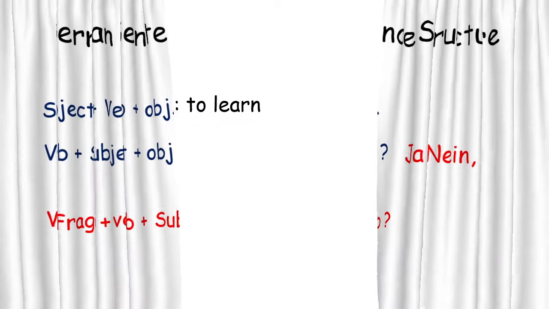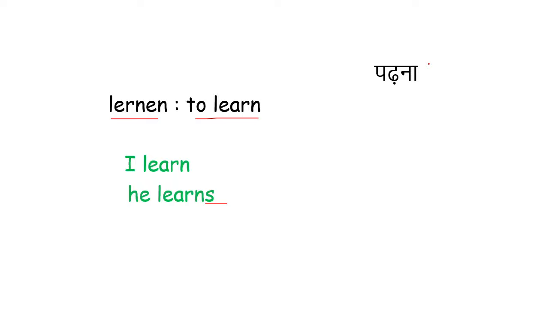As we already know, what is a verb? A verb is the action word of the sentence. Like lernen means to learn. In Hindi we say I learn, he learns. With he we add s or es. And in Hindi, when we say padhna, we remove na and add ta, ti, te as per the subject. Like main padhta hoon, woh padhti hai, woh padhte.